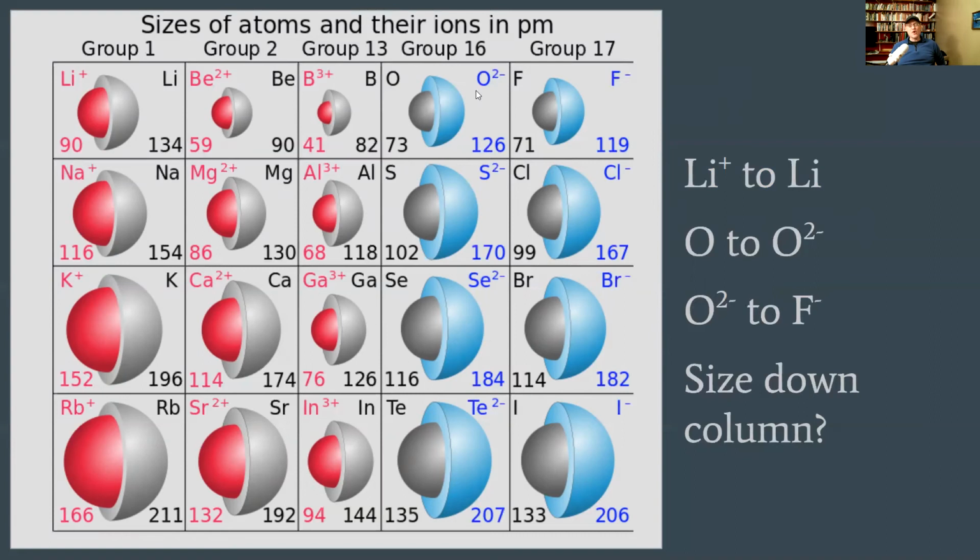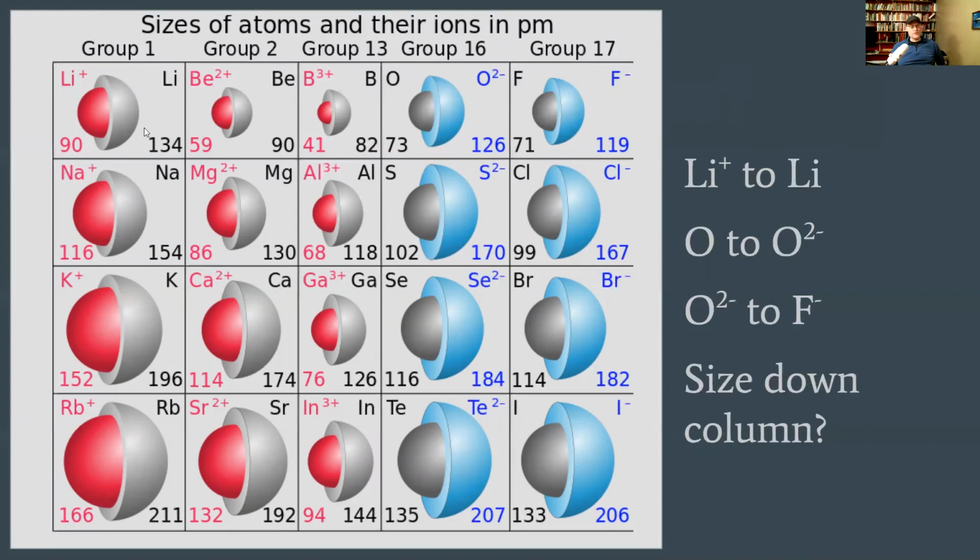You'll notice that O2 minus ends up being 126 and that F minus is 119. Why did it go down? I only added 1 electron here. Why did it go down from 126 down here? Well, remember, this one, aside from just only gaining 1 extra electron, also has an extra proton that oxygen didn't have.